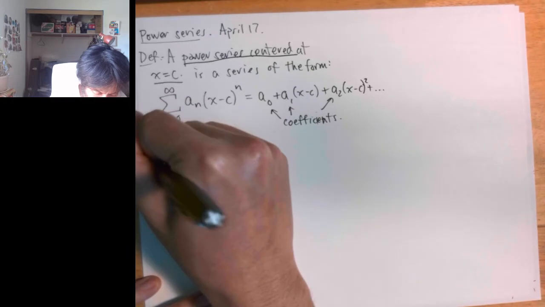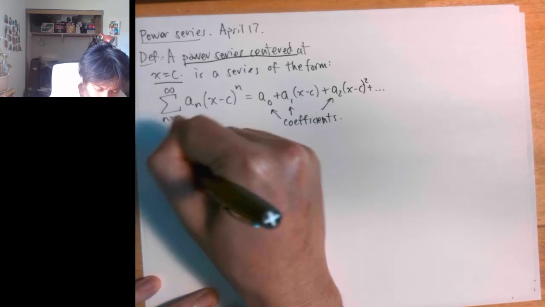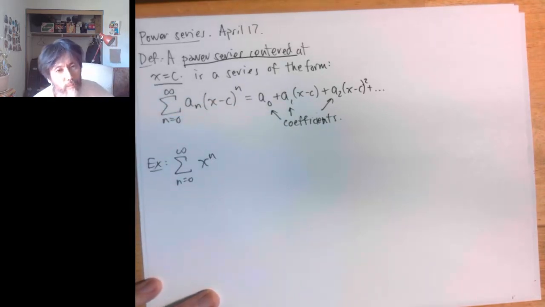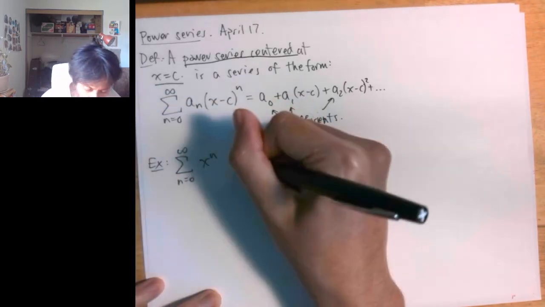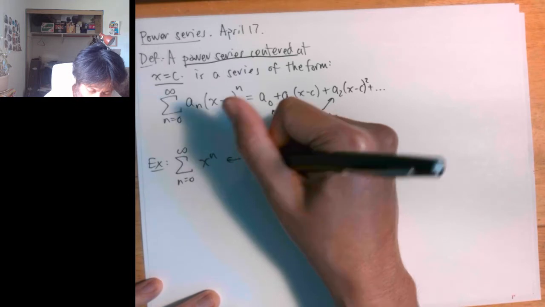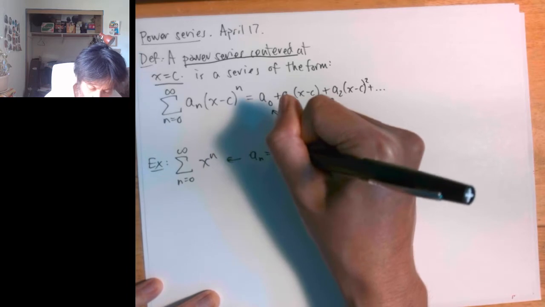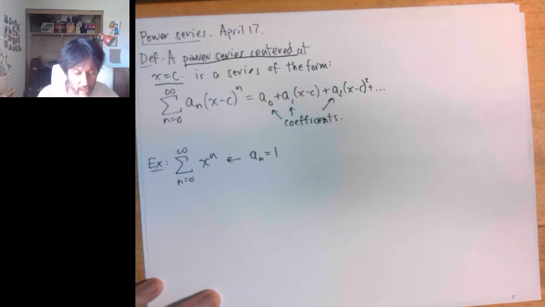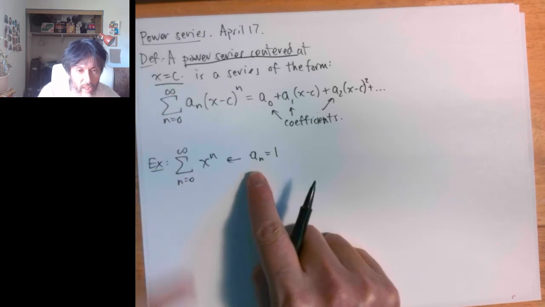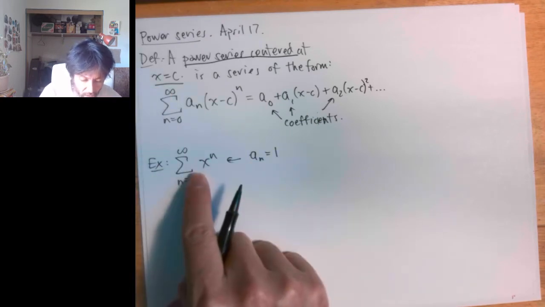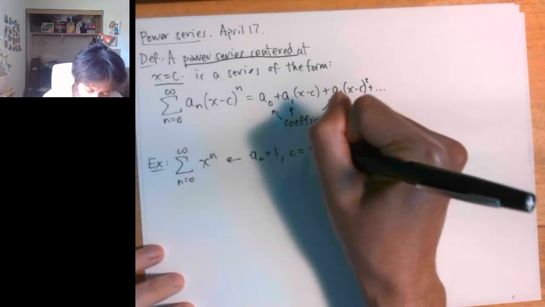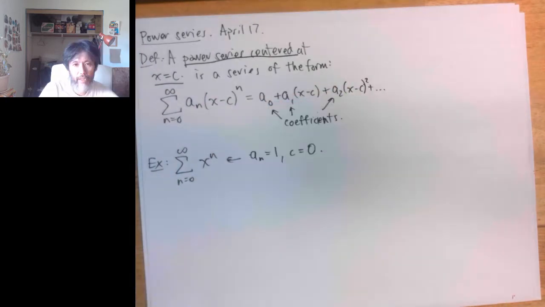Here are some examples. The simplest non-trivial example I can think of probably is this one. This here is a power series. A sub n here is equal to 1 for all n. Those are the coefficients, the sequence of coefficients of this power series. And you can see that because, well, it's just there. And what's c? c is 0. The center of this power series is 0.